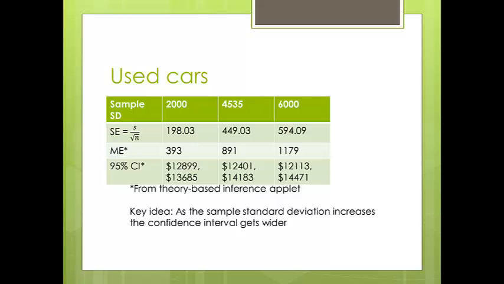As the standard deviation gets larger, the confidence interval width gets larger. Essentially, that increased variability in car prices directly translates into less precision in our confidence interval. Summarized, as the sample standard deviation increases, the confidence interval gets wider.